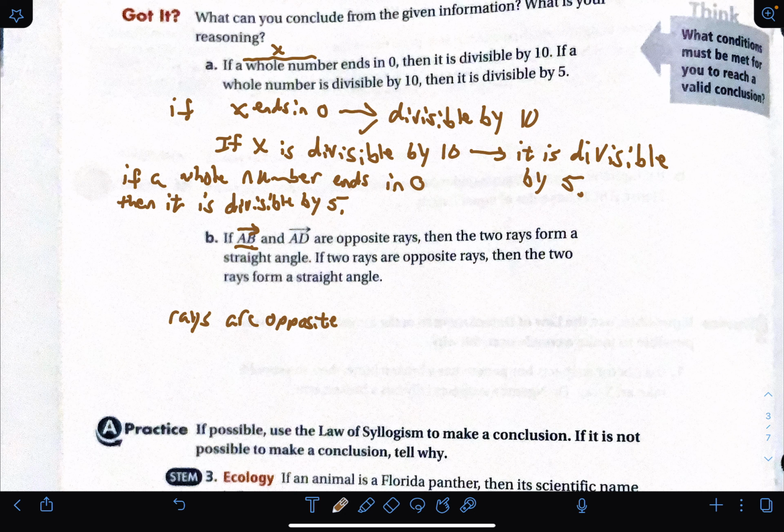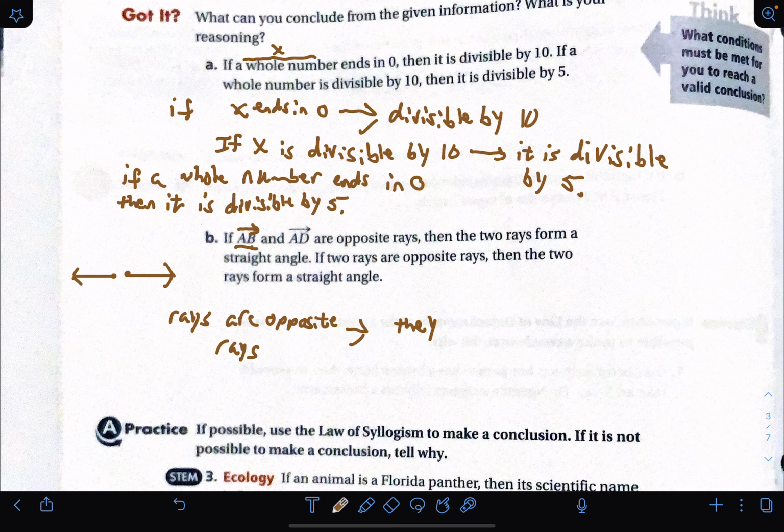I understand if you don't even understand the language here, because this is very much in geometry. Basically, a ray has a beginning and points in one direction. Opposite rays would point in opposite directions. So those are opposite rays. If rays are opposite rays, then the two rays form a straight angle.